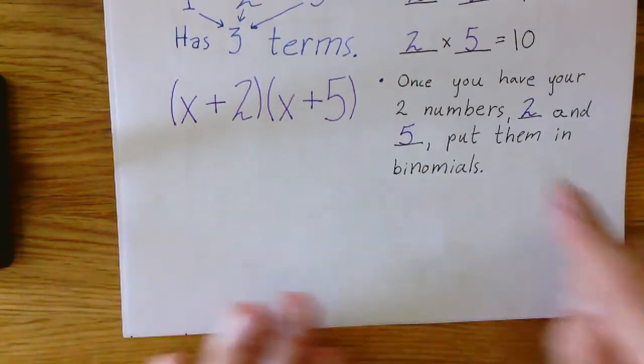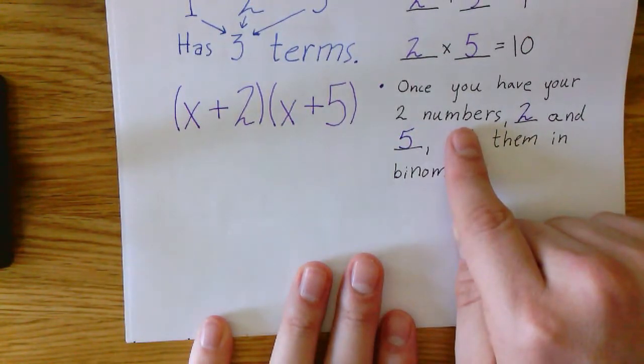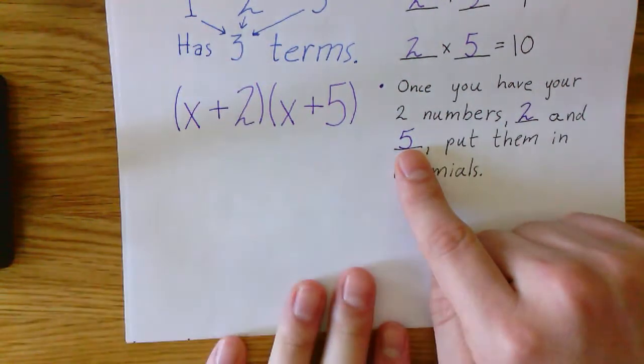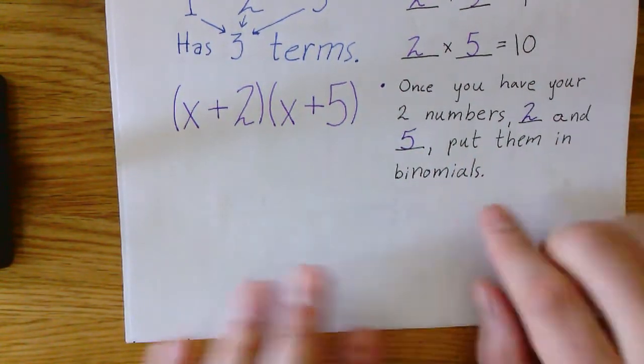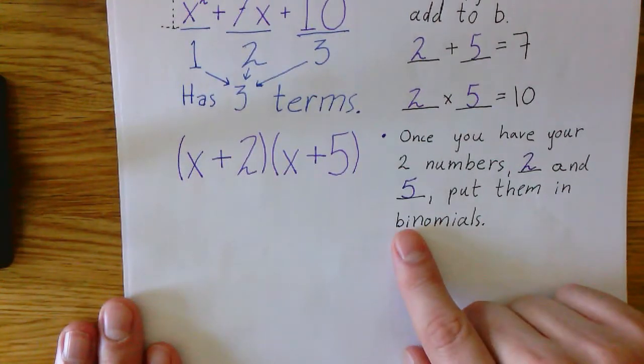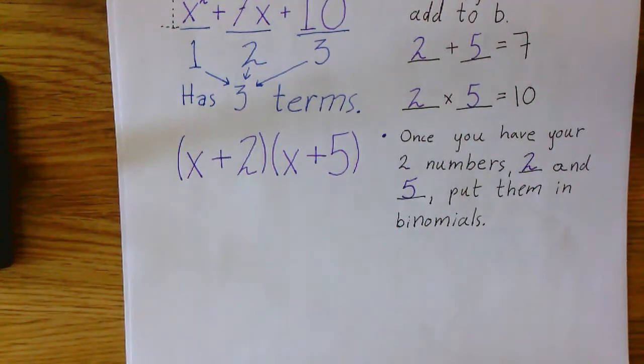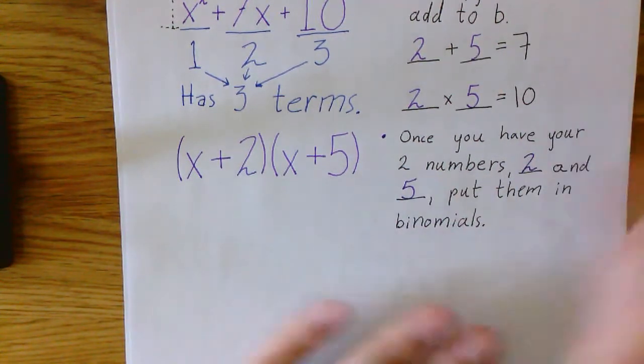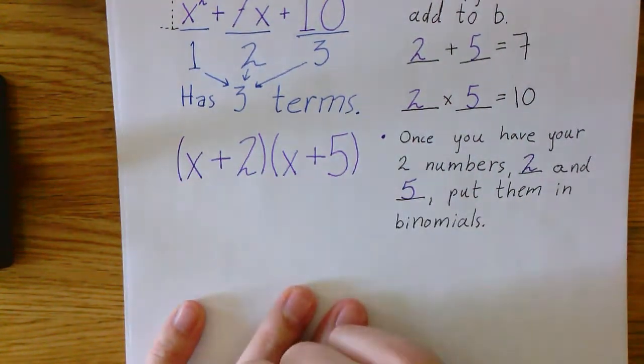Okay, once you have your two numbers, 2 and 5 for this problem up there, put them in binomials. So a binomial, like bicycle has two wheels, bilateral is a word that I can say, things like that. Bi means two, so binomial, two number. So it means there's two things in the parentheses.